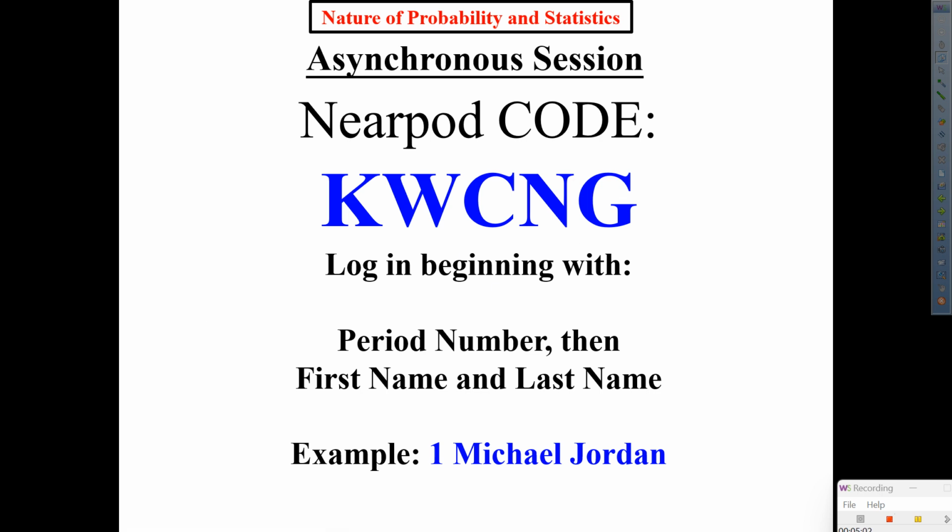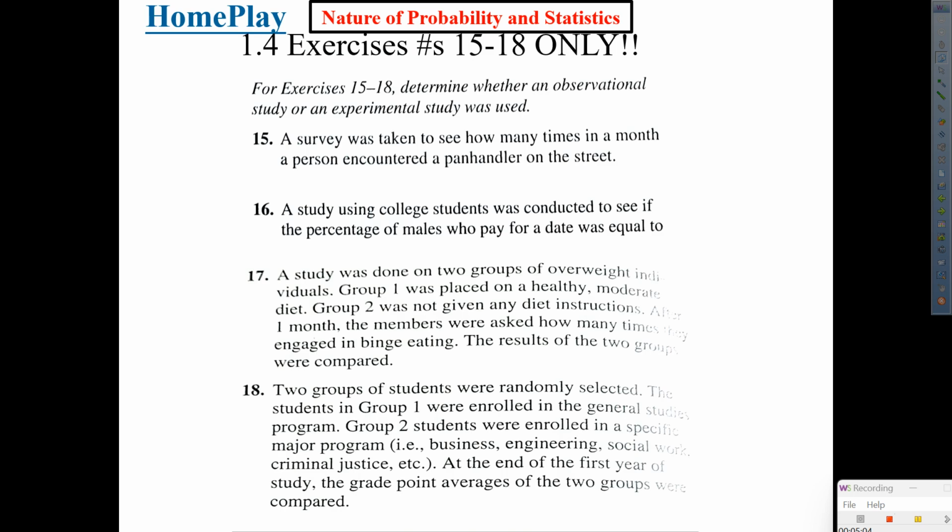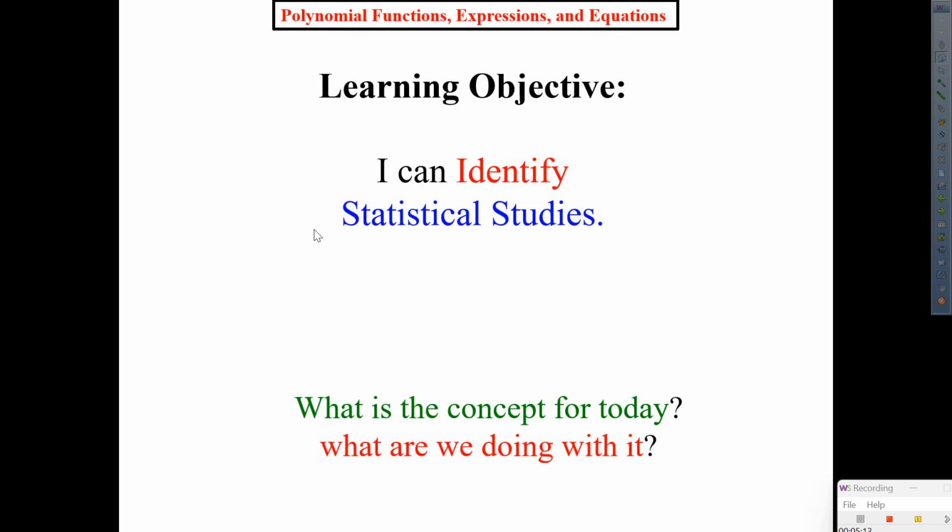All right, so your homework for tonight is only 4 problems. Once again, if you notice, there's not a lot of numbers yet. We're about to get into numbers, but we're trying to clarify some of the concepts before we do. Our objective for today: I can identify statistical studies.